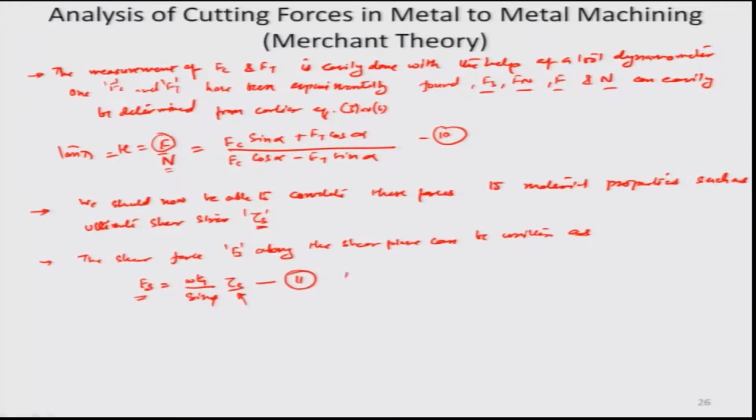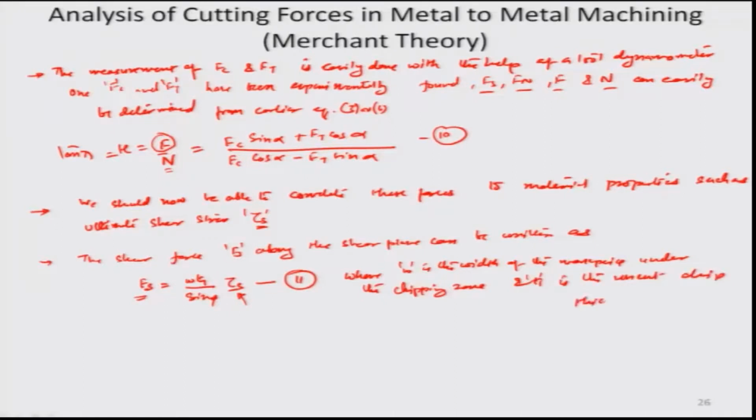I will just mention that here W is the width of the workpiece under the chipping zone, you can say, and T1 is the uncut chip thickness.